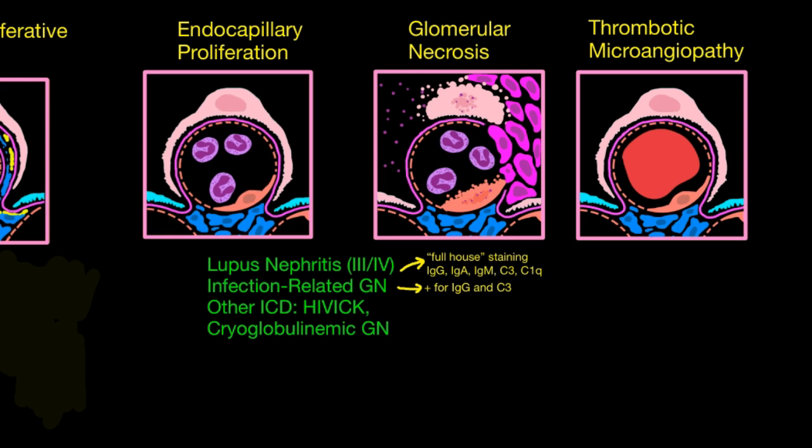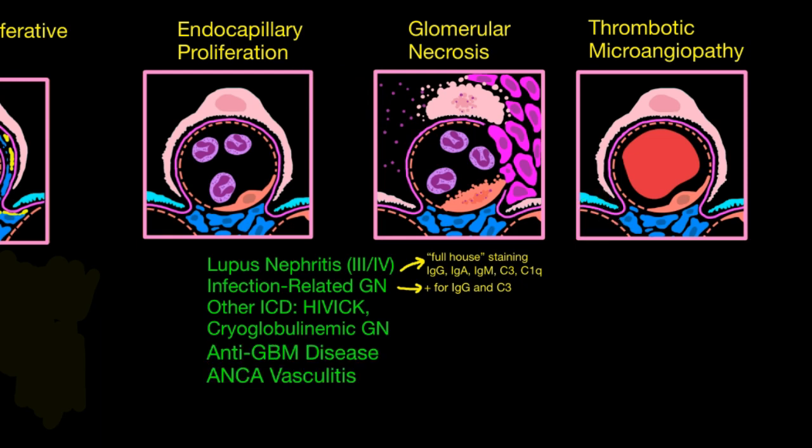Now this list is by no means complete. There are other immune complex diseases that can cause endocapillary proliferation or crescent formation. And some of these are like HIV immune complex kidney disease, which is seen in patients with chronic HIV disease. Also, cryoglobulinemic GN, which we've mentioned before, can also cause an acute glomerulonephritis.